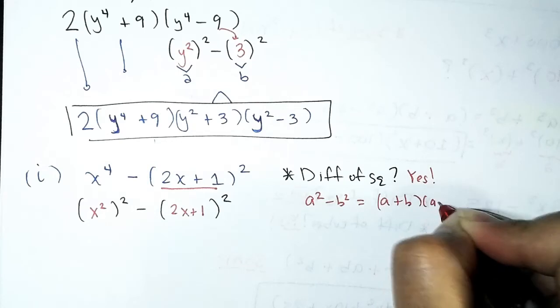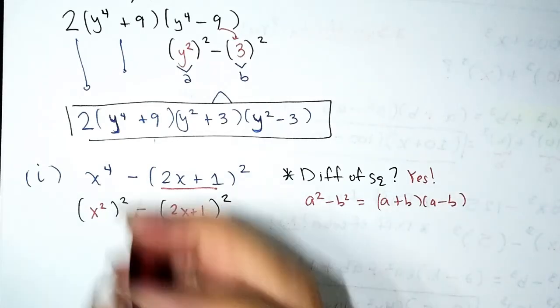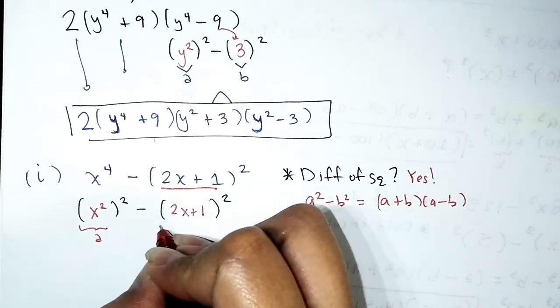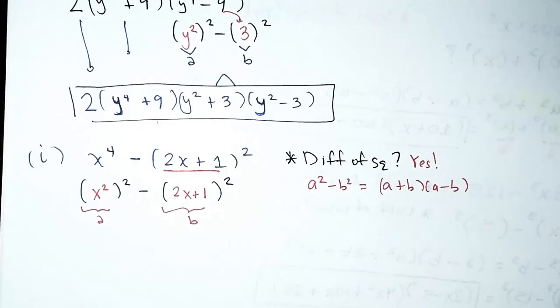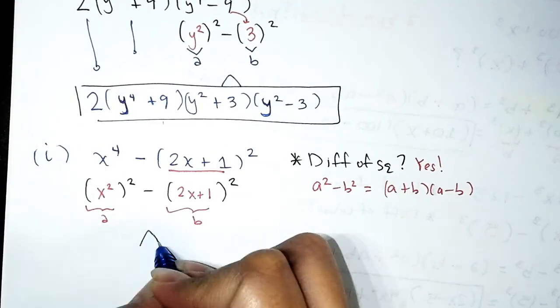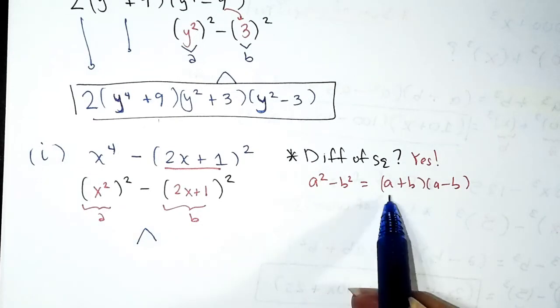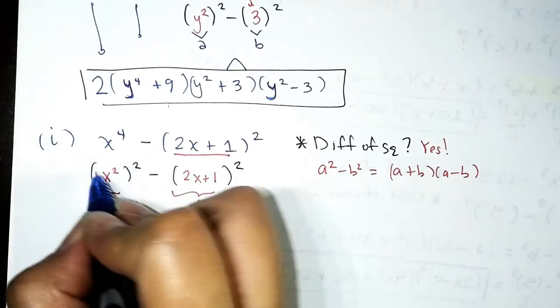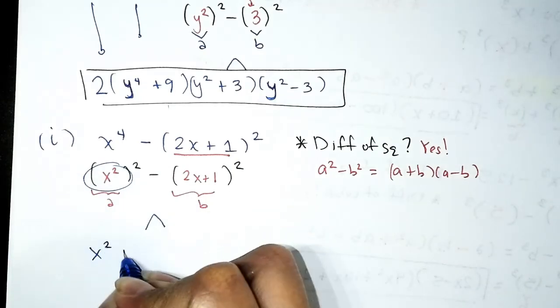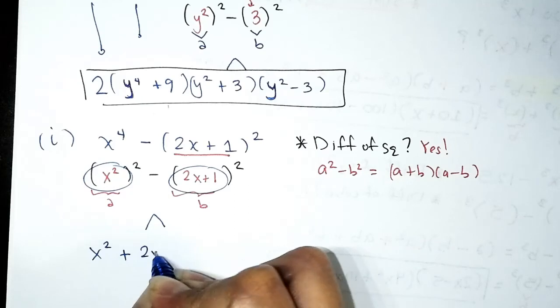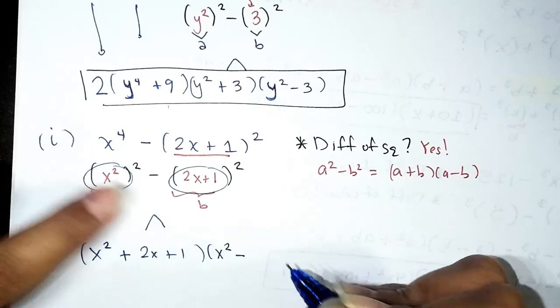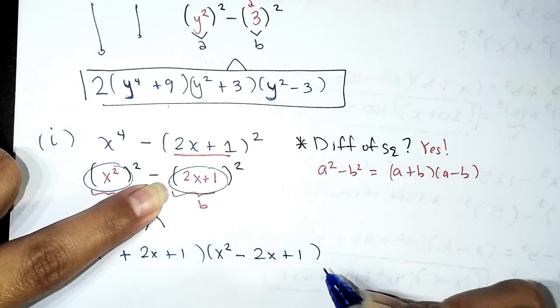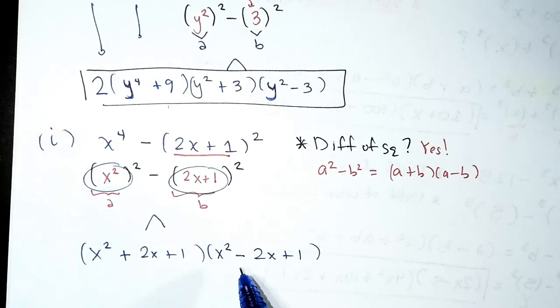A plus b times a minus b. Our first base is x squared. Our second base is that binomial. Base, power, base, power. So let's go ahead and factor. A squared minus b squared. The answer should be a plus b times a minus b. So it's x squared plus the next base, times x squared minus the second base. But bear in mind that the subtraction sign affects the value of everything. So let's go ahead and wrap it up.